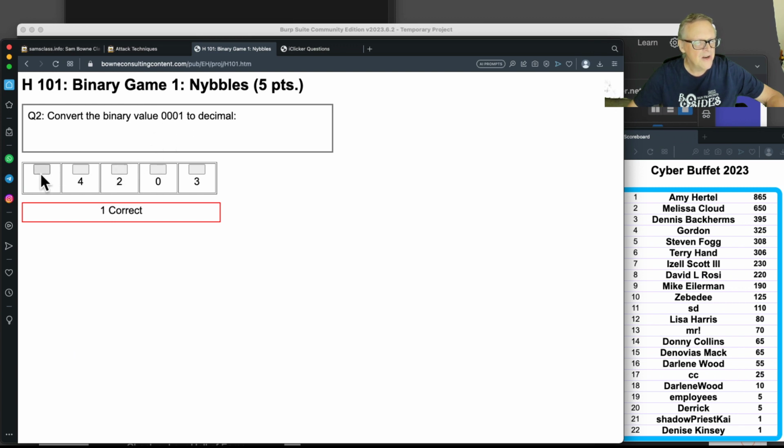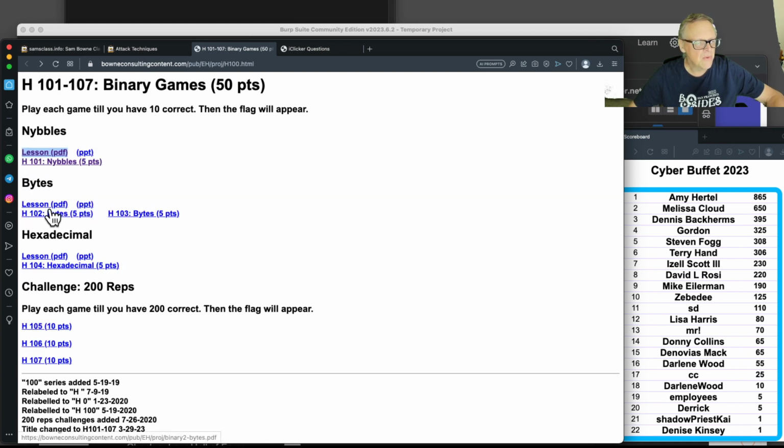And that's 1, and that's 2. And when you get 10 in a row correct, you'll get a flag to put in the scoring engine. So I wrote that one, and there's a few other ones. I have one for bytes and one for hexadecimal, and I had a few others for other things like subnetting, but for the general hacking, I thought that was enough.